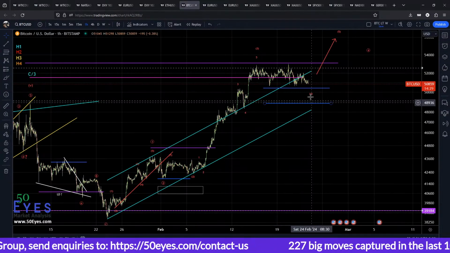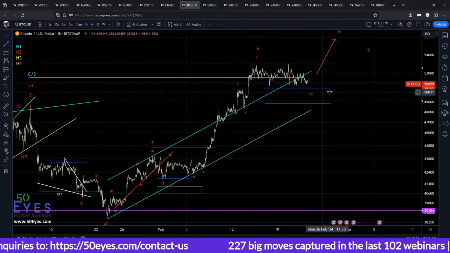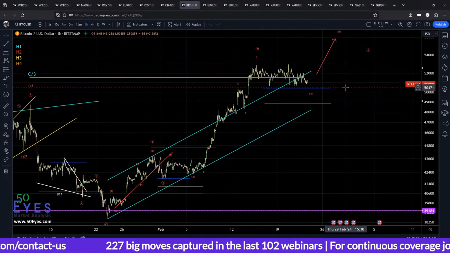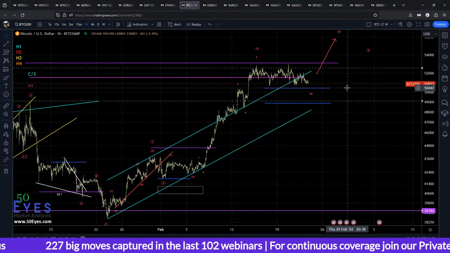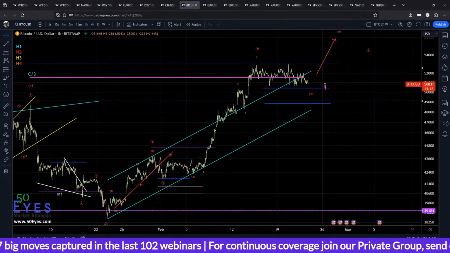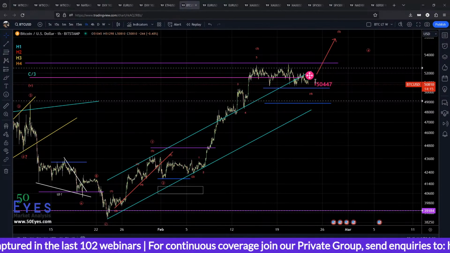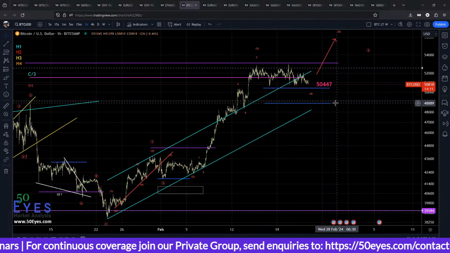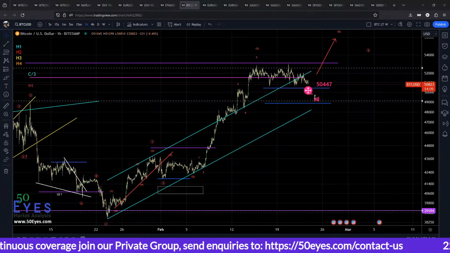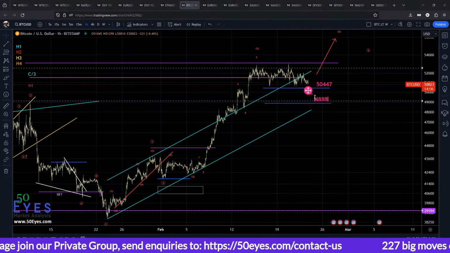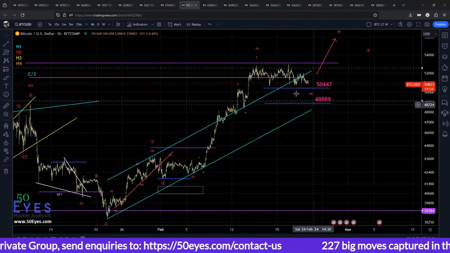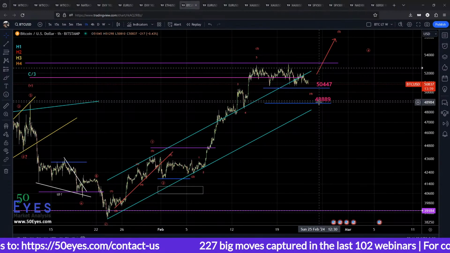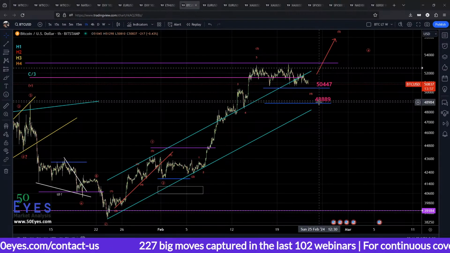First thing is we see that a wave 4 can take support at 23.6 or 38.2, and we are already almost at the 23.6 level at 50,447 on this chart, and the next support incoming at 38.2 is 48,880. Right. So these are the two levels where we can expect some reversal on this count.